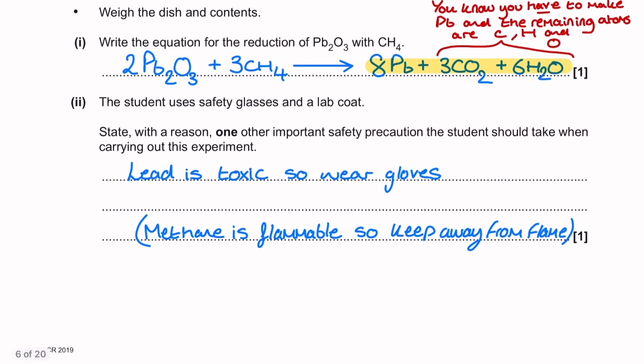The student uses safety glasses and a lab coat. State with a reason one other important safety precaution the student should take when carrying out this experiment. Look, lead is toxic, and whenever something's toxic in a lab, you should be wearing gloves. The other thing that they did accept, which makes sense as well, is methane is flammable, so you should keep it away from the flame.